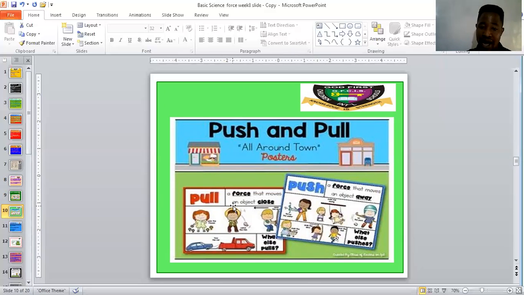Push and pull. I said that a pull is a force that moves an object close. Can you see that? That moves an object close. So when you pull a thing, you are moving the object closer to yourself. And you see the picture here? You can see this is a towing band pulling this. Now, this here, a push, is a force that moves an object away. So that is push and pull.